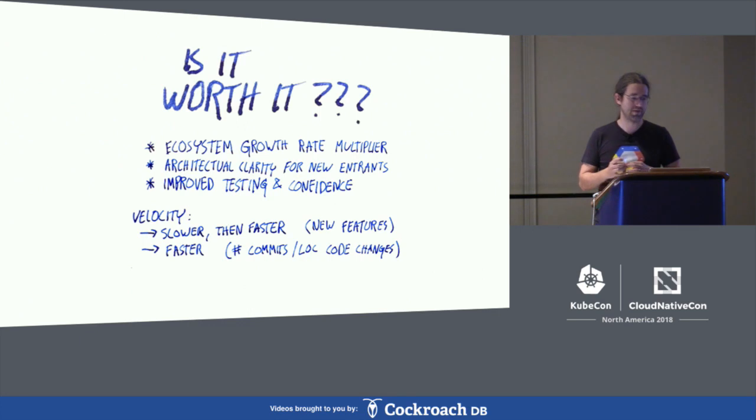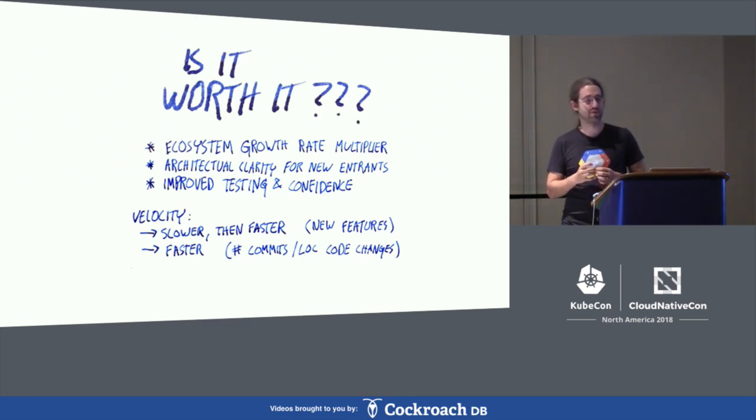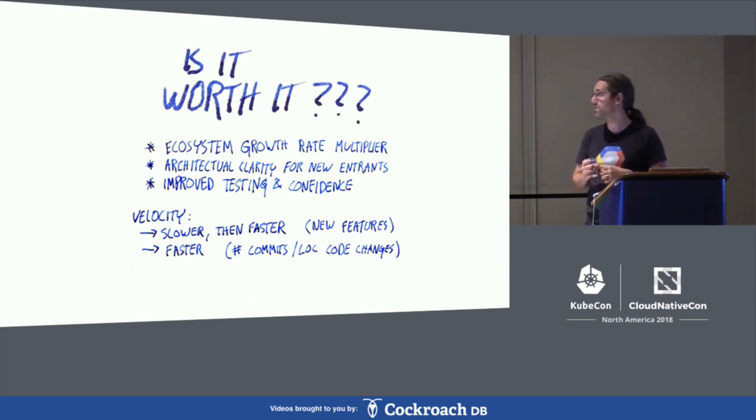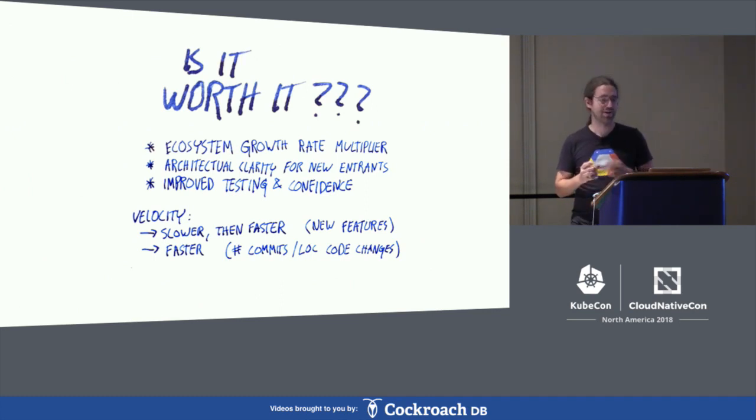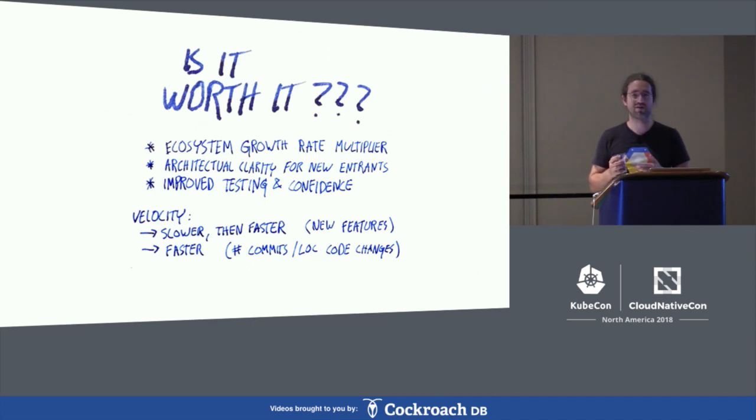And this is sort of tautologically true, but if we do this, we end up with improved testing and confidence, because really it's impossible to do this without really good tests that represent what Kubernetes does with the API machinery outputs. And my personal opinion, I think our velocity in terms of features would be slower at first perhaps, but eventually get faster. And it's not an important part of velocity, but in terms of number of commits and lines of code changed, I think that's definitely going to be faster this way. It's good in terms of morale to be able to make progress, but I think the important things are the other ones on this slide.